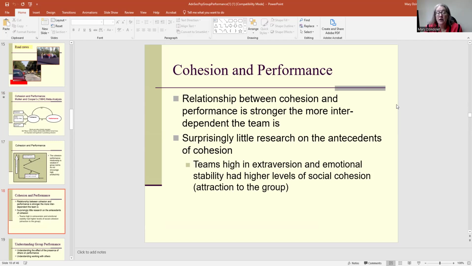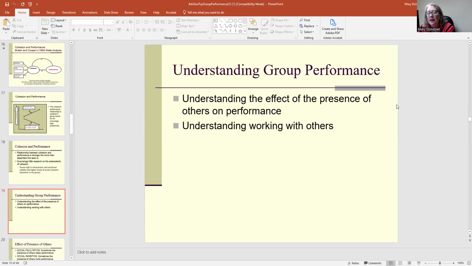I'm surprised even now how little research there is on what leads really to cohesion, other than these three different kinds of cohesion, like extroversion, emotional stability, things like this. And I could list 50 others. There's not much research on this at all. Okay, so now we are going to switch gears a lot. We've talked about the characteristics of a working group, and cohesion is one of them.